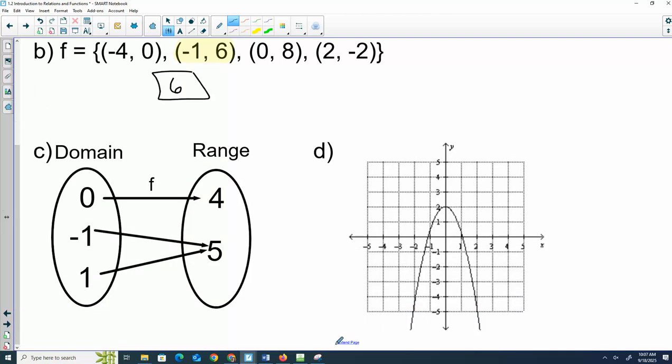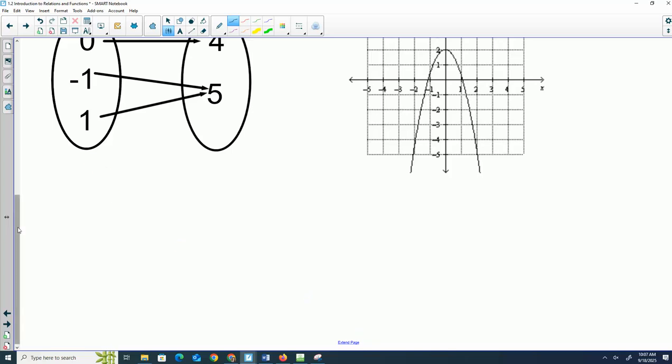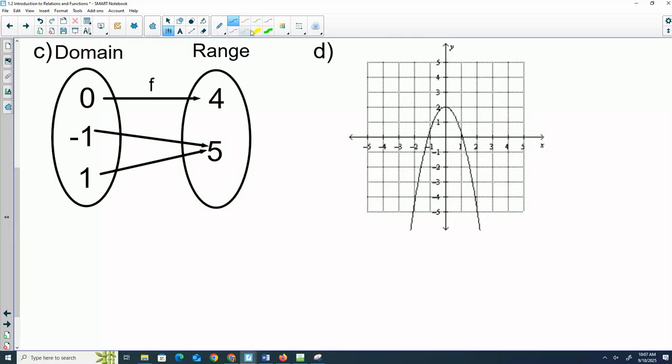All right, what about c? What's f of negative 1? 5. You find the point when x is negative 1, and the y value is 5. D, when the x is negative 1. So look at my graph. Here's negative 1. It hits this point on my graph. What's the y value there? 0. Maybe 0.5.